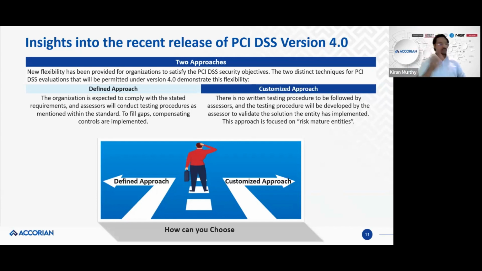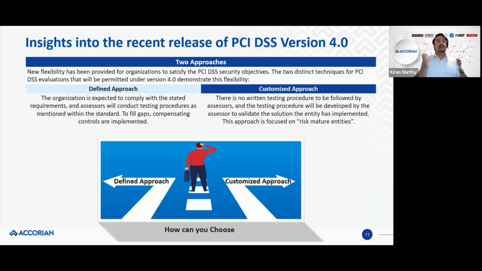Oh yeah, absolutely. Welcome aboard for version 4.0, Andrea, because when it comes to version 4.0, there are two important things: the defined and the customized approach. Let's dive into the PCI rulebook that companies follow to ensure customers' credit card information is locked up tighter than Fort Knox. Version 4 is the latest edition of this rulebook, and it comes with some exciting flexibility, which is called the customized approach.